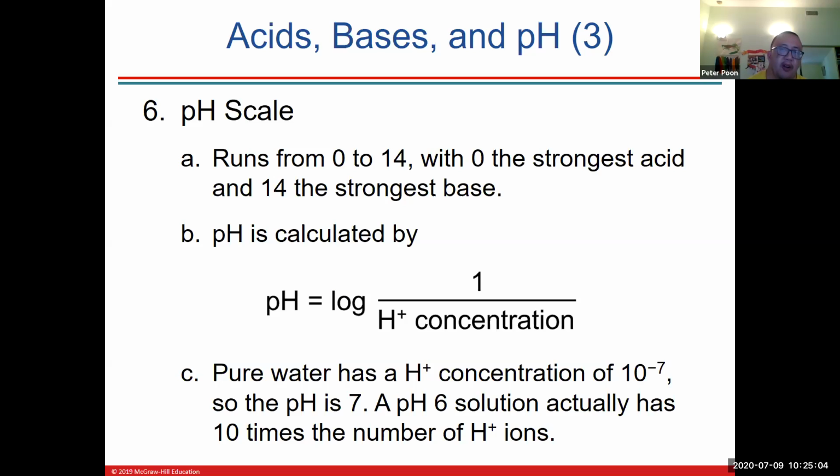The pH scale runs from 0 to 14, with 0 being the strongest acid possible and 14 being the strongest base possible. The pH is calculated by the log of 1 over the H plus concentration, otherwise known as the negative log of the H plus concentration. Those two things mean the same thing.